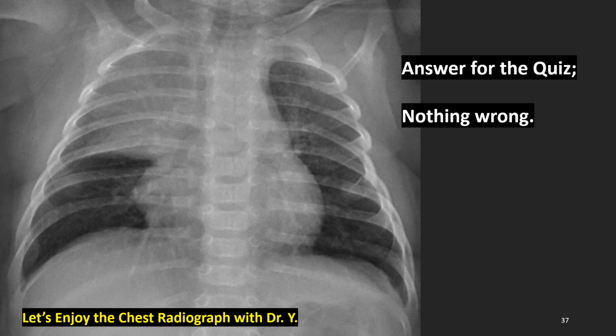Answer for the quiz. What's wrong with this healthy baby? The answer is nothing wrong. He's healthy. What we see on the right upper lobe side is normal enlarged thymus. We used to say this as the sail sign. And this is not upper lobe pneumonia or upper lobe collapse. This is normal thymus. Are you correct?